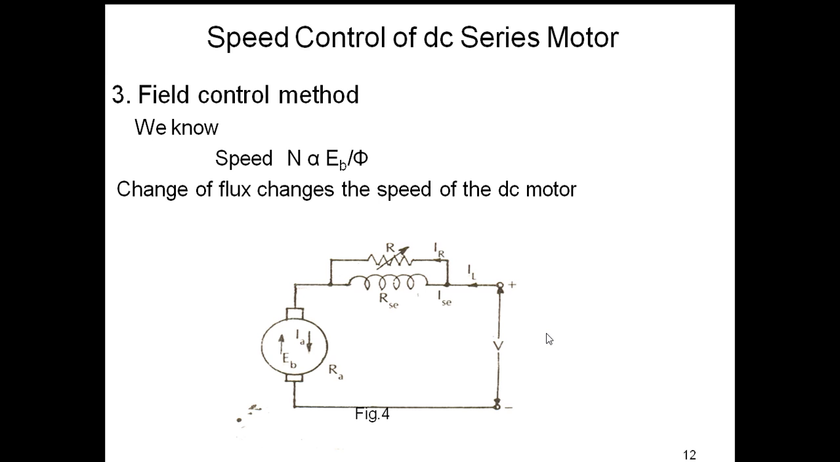As I have already said, change of flux changes the speed of a DC motor, and this method is called as the field diverter method because here we are diverting the field current into a rheostat.